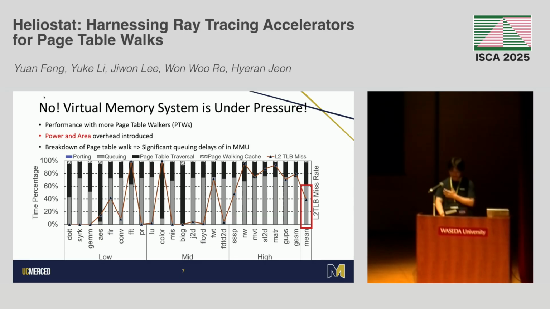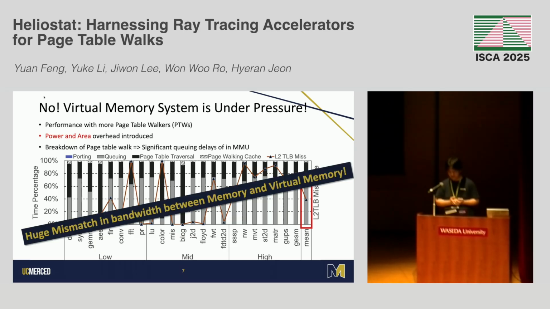We then break down the latency of page table walking. In this figure, the light gray boxes are the time that a translation spent waiting for unavailable page table walkers in the GMMU. This means that the parallelism is not enough for the GMMU, and there is a huge mismatch between the bandwidth of memory and the bandwidth of the virtual memory system.